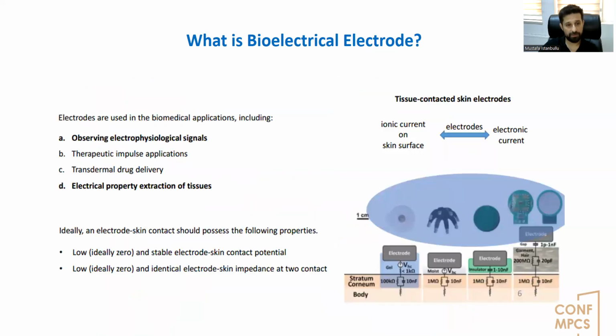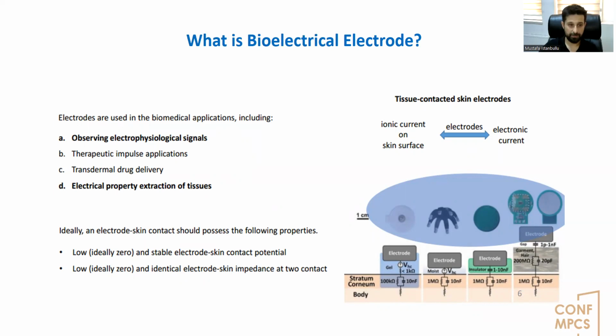Tissue contacted electrodes are used in bioimpedance and bioelectricity applications, such as observing electrophysiological signals, therapeutic impulse applications, transdermal drug delivery, and electrical property extraction of tissues. The instrumentation device is composed of electronic circuits and cables connected to electrodes. In the instrumentation device part, charge carriers are electrons, while the charge carriers in the tissue part are ions. The electrode is a device that converts charge carriers from electrons into ions or vice versa.